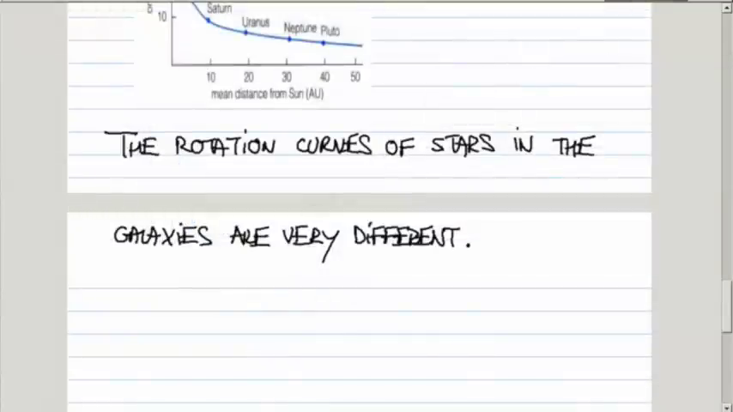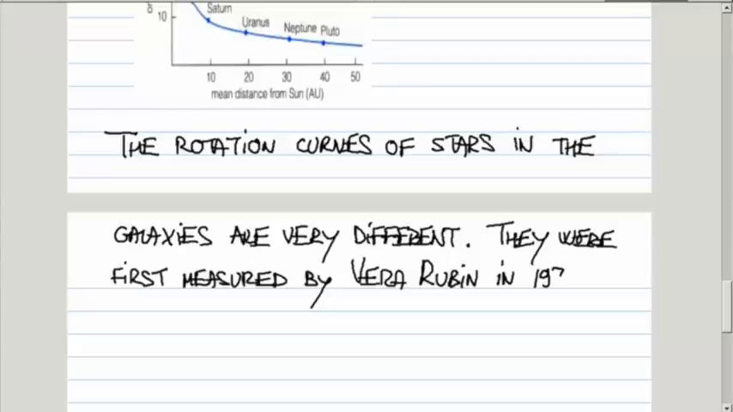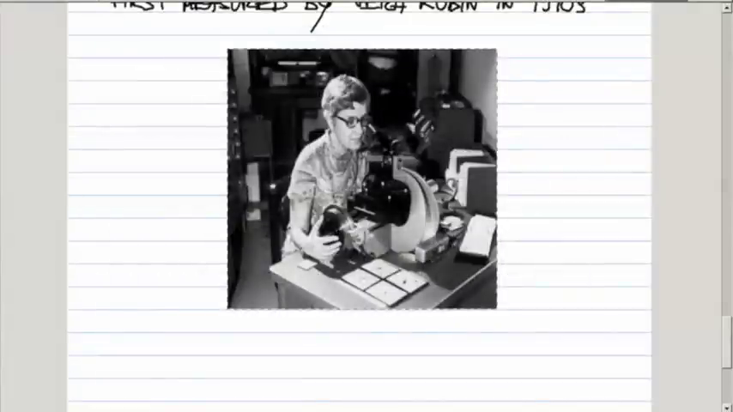Okay, they were first measured by American astronomer Vera Rubin in the 1970s. So I like to show the pictures of people. She, after finishing her undergraduate studies in physics, wanted to study astrophysics, astronomy at Princeton. She was not allowed. In fact, women were not allowed to take up astronomy at Princeton until 1977. Okay? So instead she went to Cornell and did very well for herself.